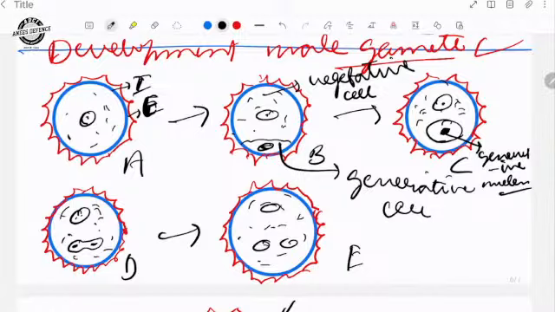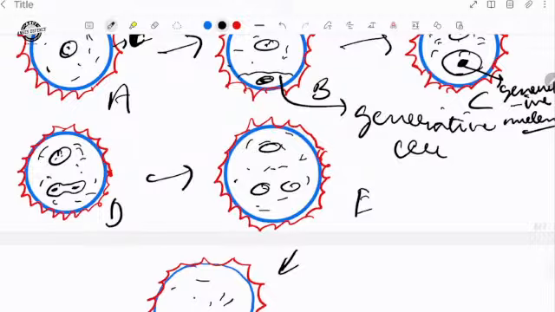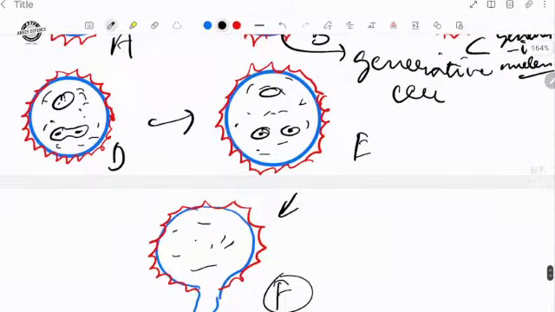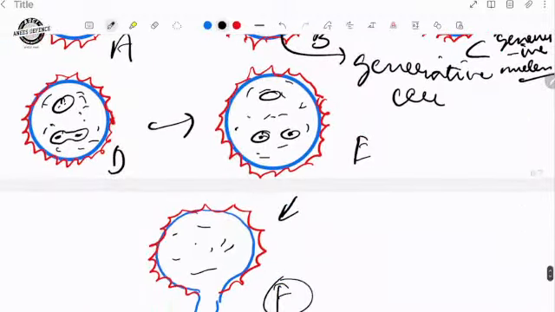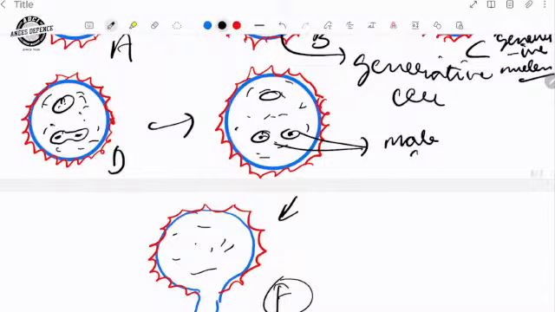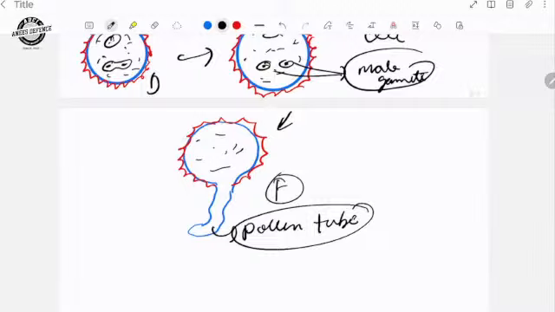formed. After this nucleus forms, it is going to be divided mitotically and form two cells, and these two cells are what is going to be considered as male gametes. These male gametes are going to be transferred to the stigma through the germ pore, which is known as the pollen tube, developed from the germ pore.